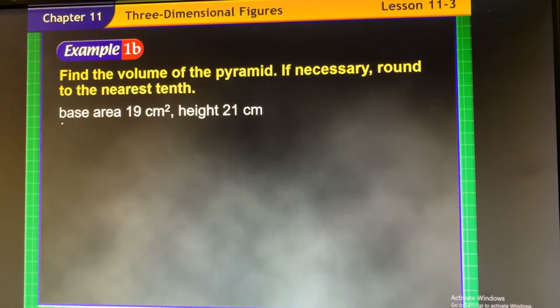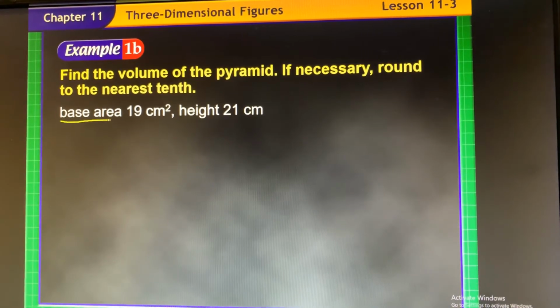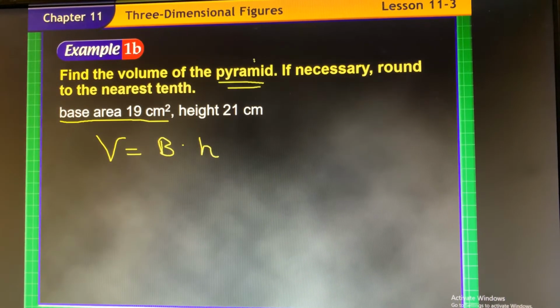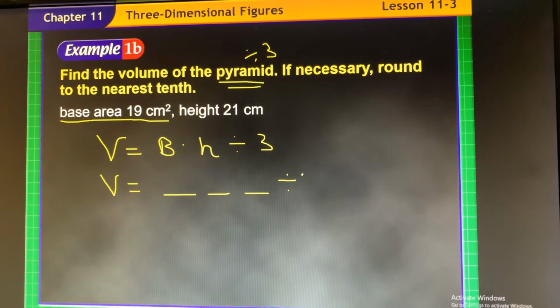Okay, so here, oh, this one's different. I'm giving you the base area. Where I say that volume is equal to the area of the base times the height, it's a pyramid, so you have to divide it by 3 because it's a third the size of a prism. So I would have volume is equal to 3 lines divided by 3. I know the height of the figure is 21. I know this and this already. It's 19.